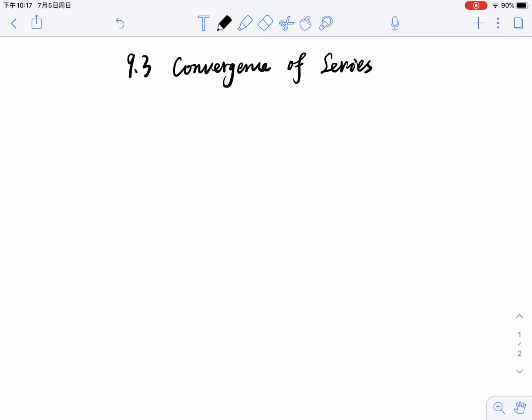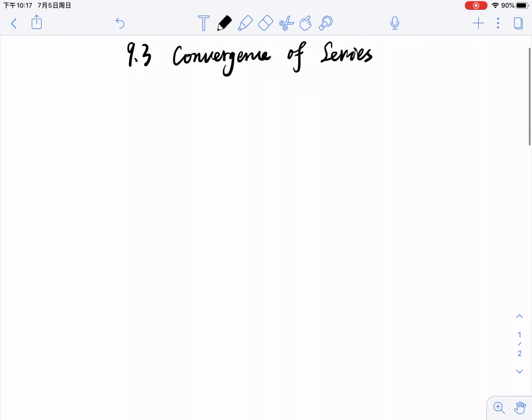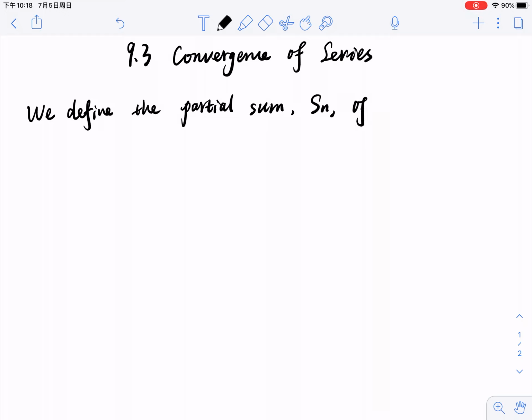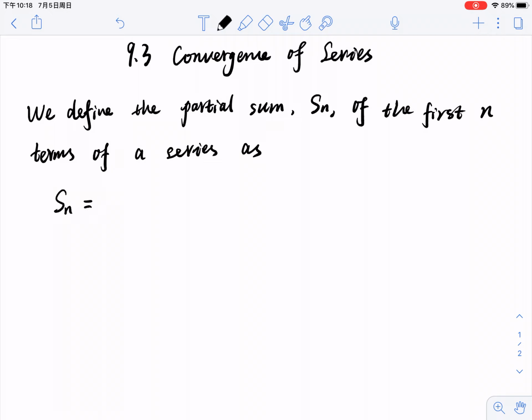In this video, we talk about session 9.3, Convergence of Series. Before we talk about this topic, we first give the definition of the partial sum. We define the partial sum of the first n terms of a series as S_n, which is sigma a_i from 1 to n. It's the sum of the first n terms, a1 plus a2 plus ... plus an.